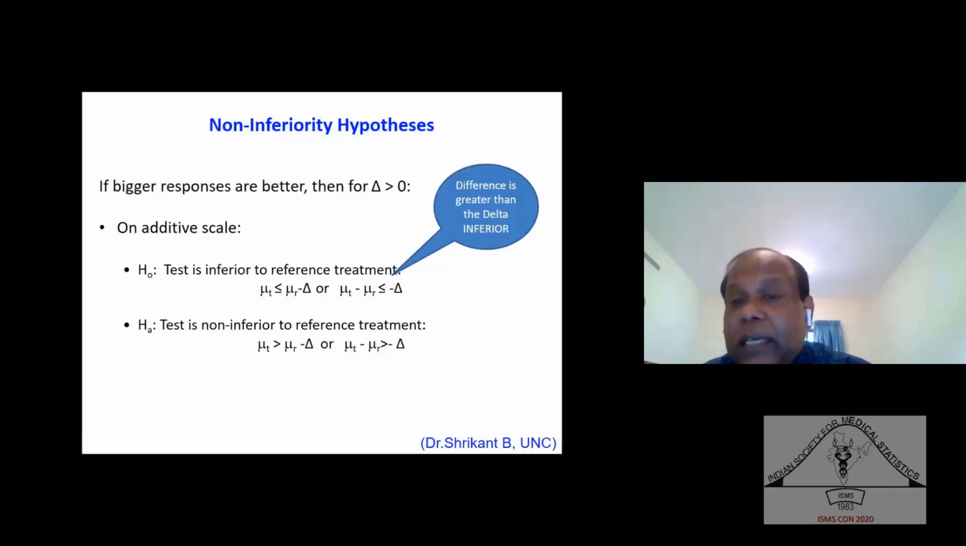But here what we are saying is the difference is greater than the delta. That means the null hypothesis says, I assume that the new intervention is inferior. Then when you reject the null hypothesis, it becomes non-inferior. Whether the way we write it is correct or not is a different matter. That is how the whole scientific community is moving along. You assume this is inferior, reject the null hypothesis, therefore you conclude not inferior.